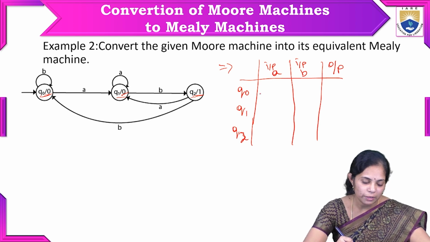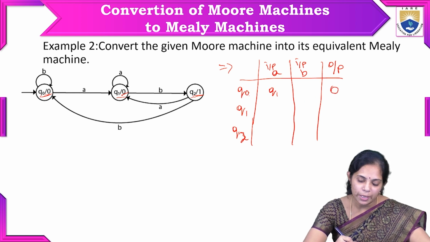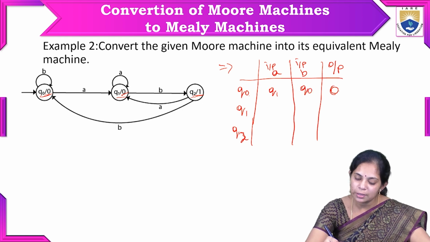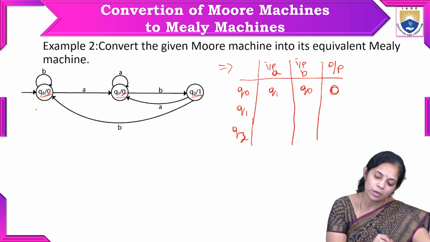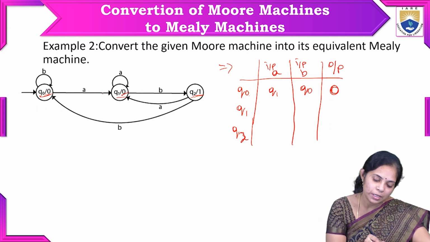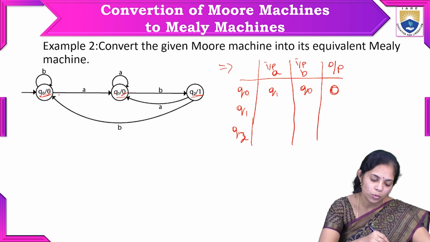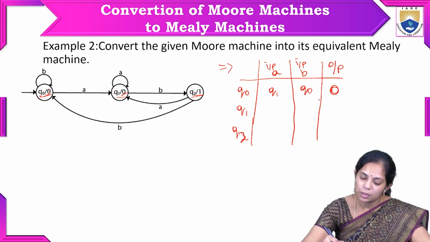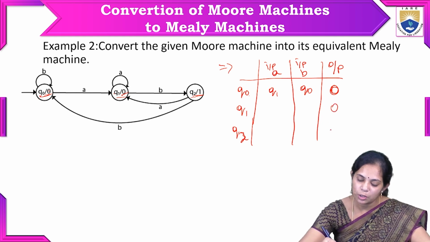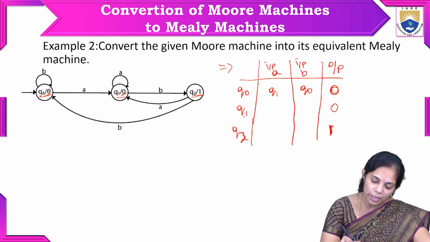So from Q0, if you give A as an input, it goes to Q1 and has 0 as an output. And from Q0, B as an input, it goes to Q0. The output is fixed for each state. For state Q0 it is 0, for state Q1 it is 0, and for state Q2 it is 1 as the output symbol. So the remaining are the same.